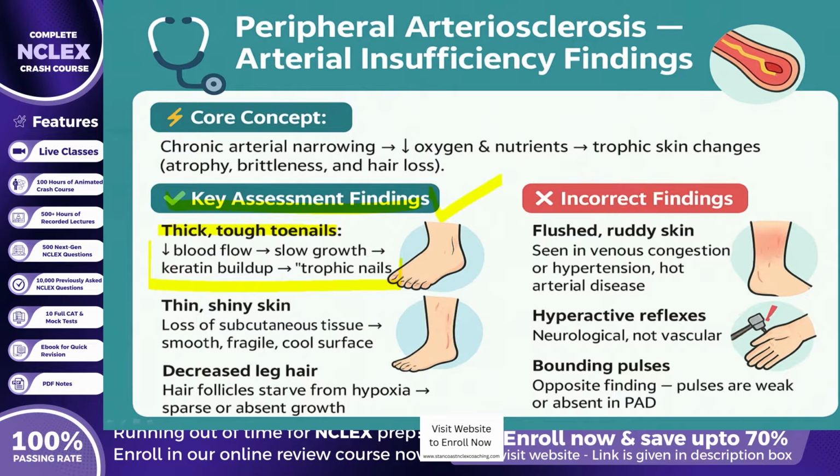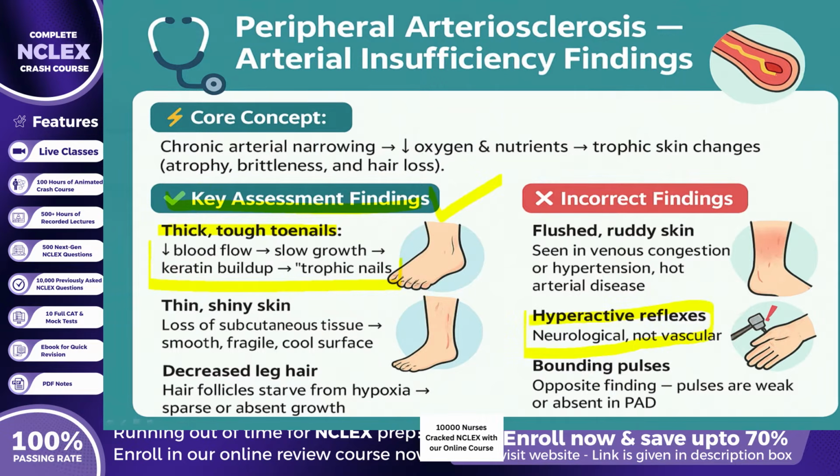Turning to option B, flushed, ruddy skin. This is incorrect because flushed or warm skin generally indicates venous congestion, inflammation, or even hypertension. In contrast, arterial insufficiency produces pallor, coolness, and cyanosis, especially when the affected limb is elevated, due to insufficient perfusion. Considering option C, hyperactive knee-jerk reflexes, this too is incorrect since reflex abnormalities are neurological rather than vascular in nature.